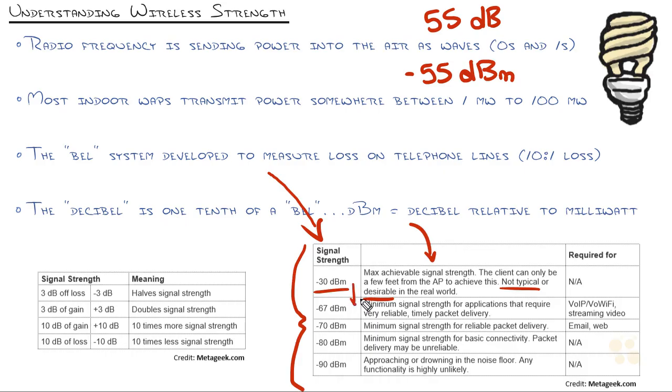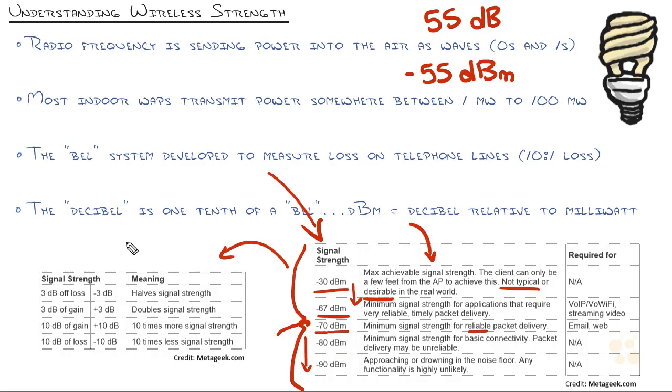Then you see a giant gap between negative 30 and negative 67, which is the minimum signal strength for applications that require very reliable, timely packet delivery. Then all of a sudden, we reach negative 70, and it's the minimum signal strength for any packet delivery at all that you want to be reliable. Once you go beyond negative 70, you're in the weeds. It seems like just a drastic difference between those two, doesn't it? Well, take a look over here.